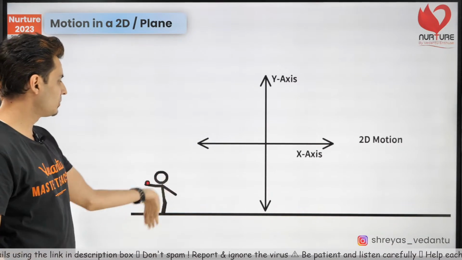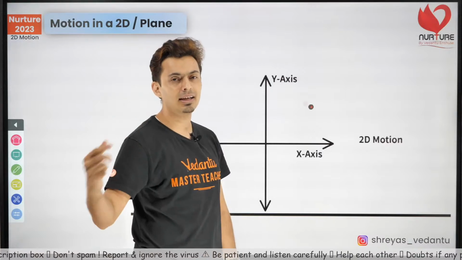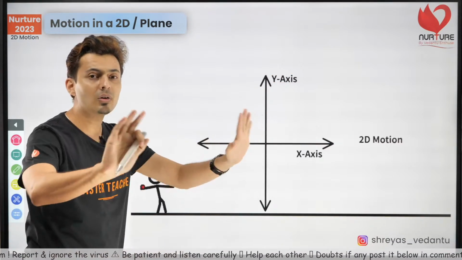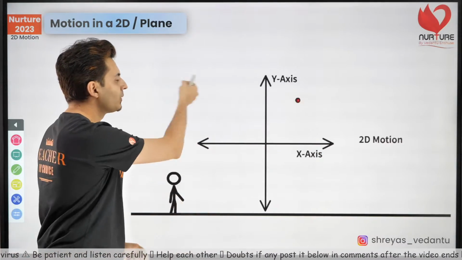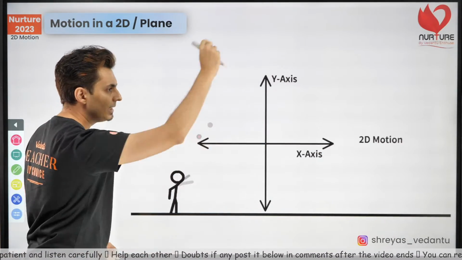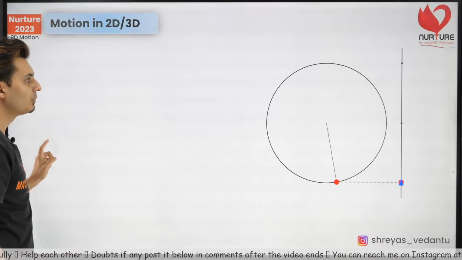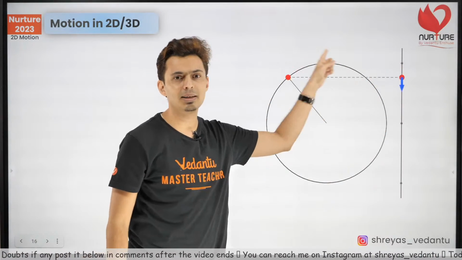Like this guy throwing this ball. This is called projectile motion. You throw something in the air, it is thrown at an angle, that is projectile motion. But that's not the only 2D motion possible. You can move some particle randomly like this. Even circular motion is nothing but 2D motion. Think about it. Circular motion is also a 2D motion in a way.